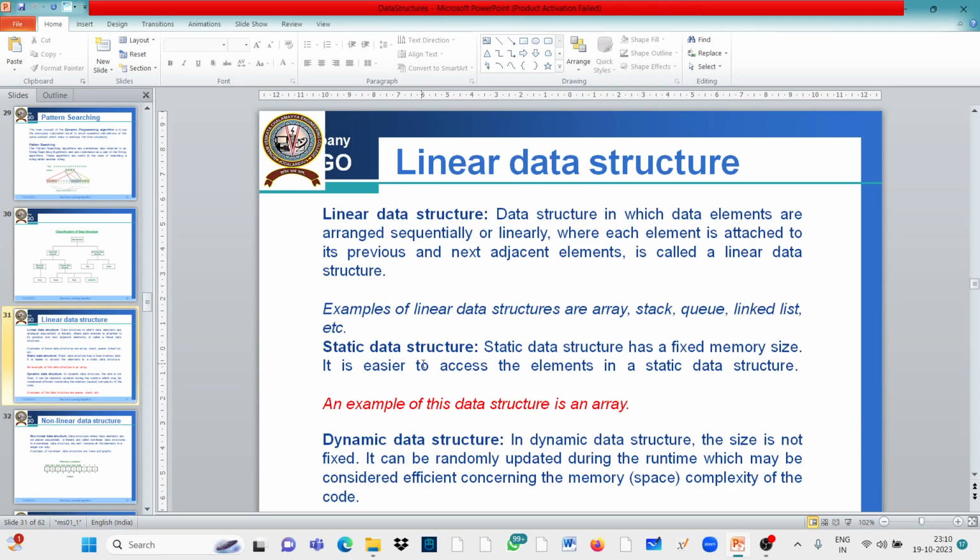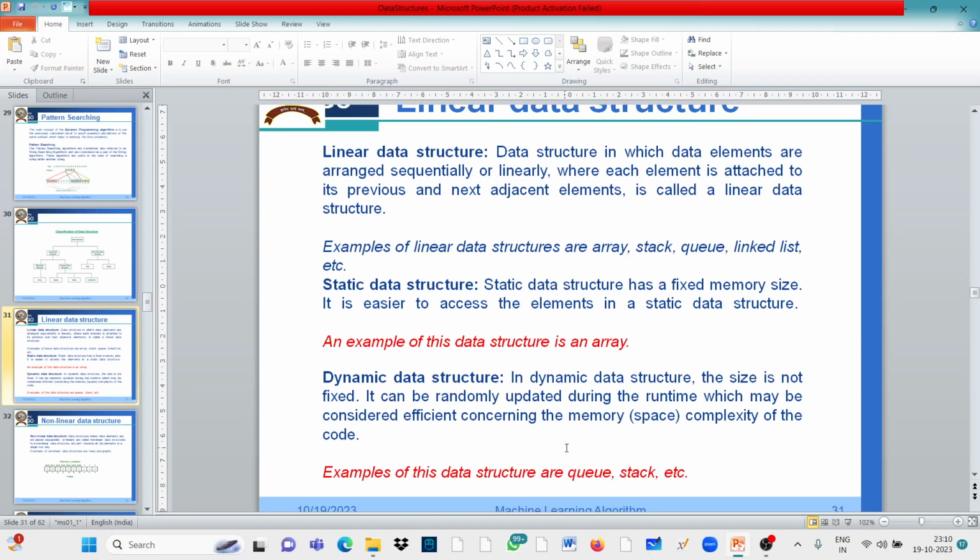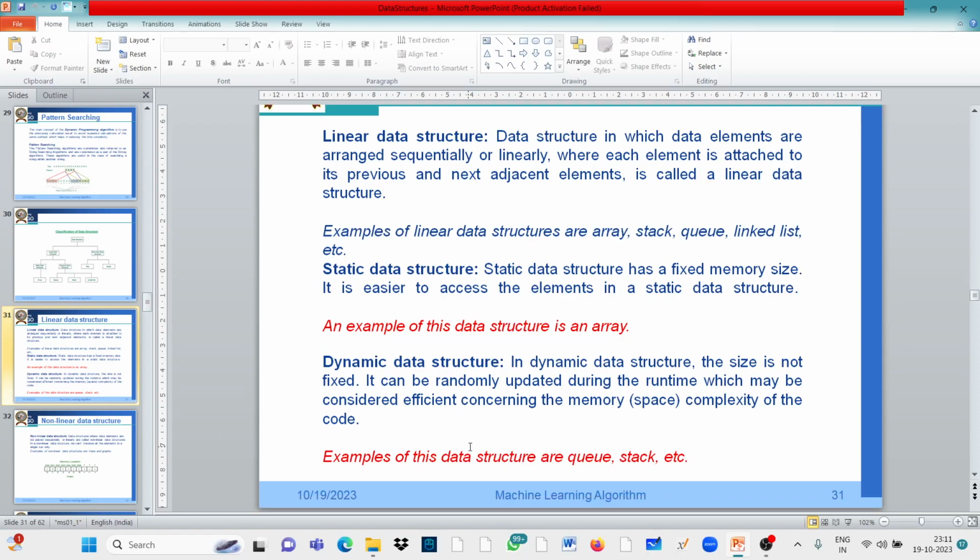Then we go for the static. The static data structure has a fixed memory size, and it is easier to access the elements in a static data structure, because its size is defined and you can only have limited things. So an example is the array. Dynamic data structure: in a dynamic data structure, the size is not fixed. It can be randomly updated during runtime also, which may be considered efficient concerning memory complexity. Examples are queue and stack, all of which come under dynamic data structures.